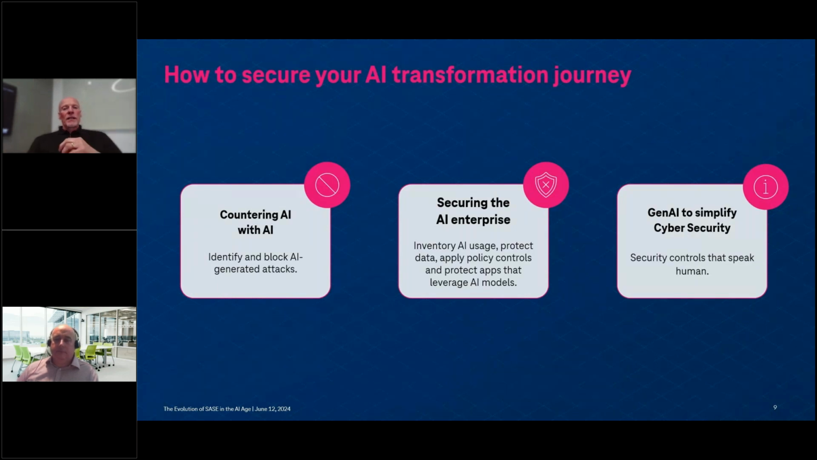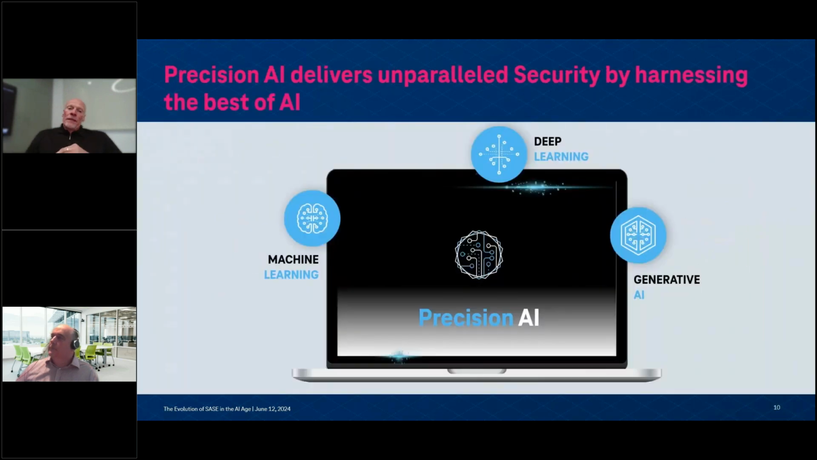So I'd like to share with you Palo Alto Networks' approach to securing that AI transformation with the recently announced launch of Precision AI. Now, some of you may have seen some of the publicity around Precision AI, notably the Keanu Reeves video. Keep your eyes open, because I think there may be more of those videos to come. So Precision AI is Palo Alto Networks' response to counter the threat posed by AI. There are three pillars to Precision AI: machine learning, deep learning, and generative AI.